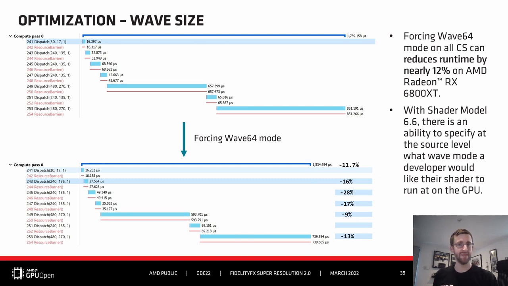As seen from this RGP event screenshot, many of the workloads ran faster in Wave64 mode. In fact, forcing Wave64 reduced runtime of the entire FSR 2.0 pass by nearly 12% on an AMD Radeon RX 6800 XT GPU. With shader model 6.6, developers can specify a preferred wave size at the source level by including a wave size attribute on the entry function of the shader.